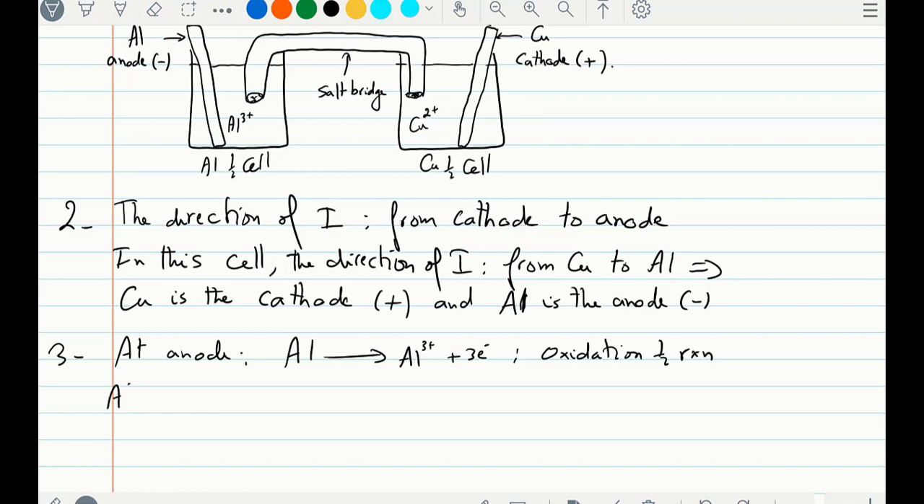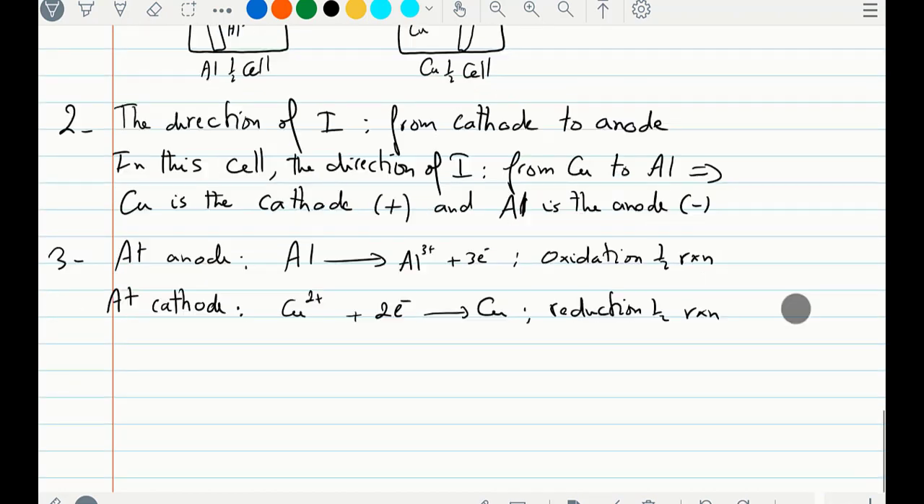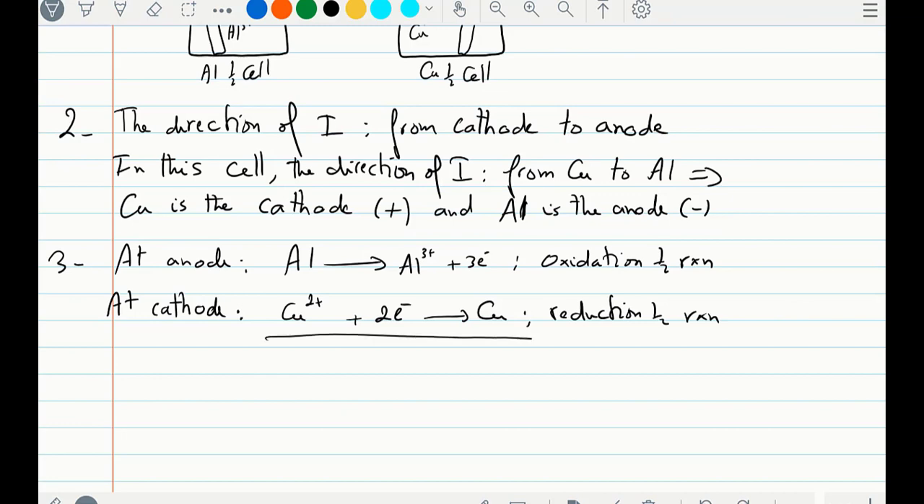At cathode, reduction takes place. Each Cu2 plus ion gains 2 electrons to become Cu atom. Reduction half reaction. Now, for the overall, we have 3 lost electrons and 2 gained electrons. The number of exchanged electrons must be equal during a redox reaction.